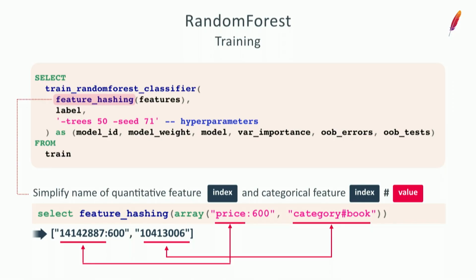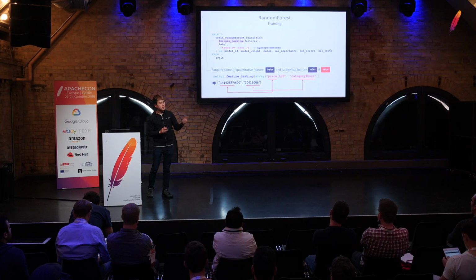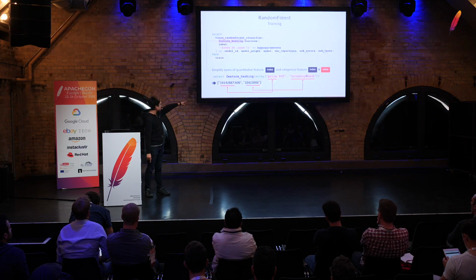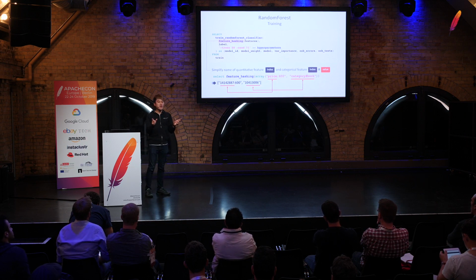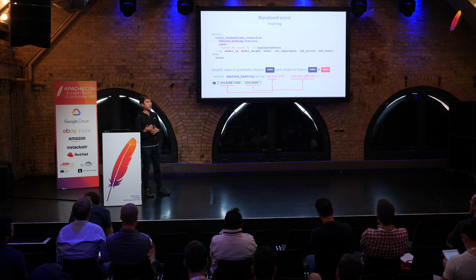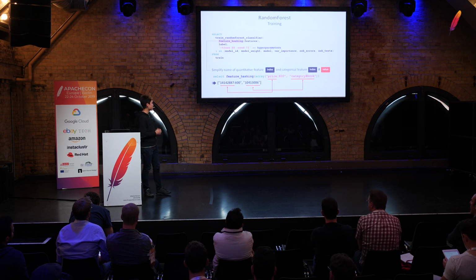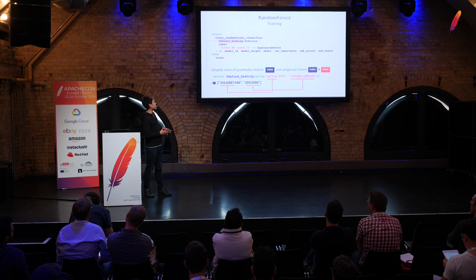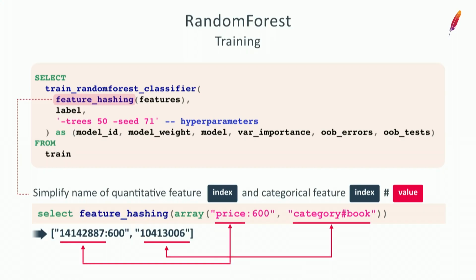And what it gives you looks like that. So if the feature vector looks like price 600 and the category is book, the output looks like that. So the feature name itself is actually hashed into some specific numbers. It gives you the compressed representation of your feature vector. And it has to be passed to the random forest function, which is called train random forest classifier in Hivemall.